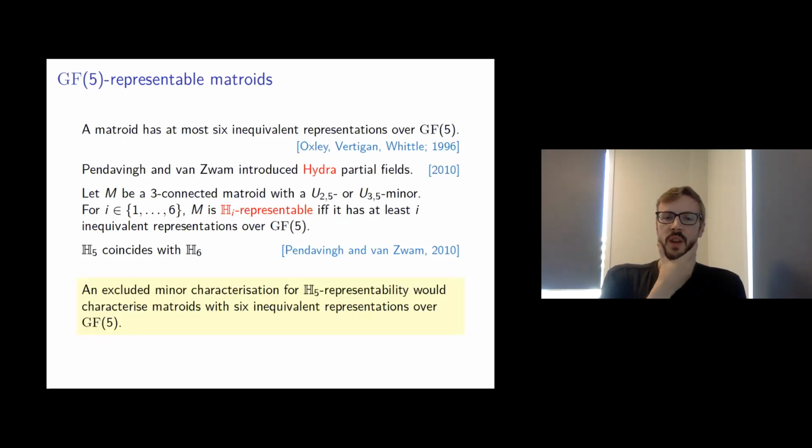So the takeaway from this is that finding an excluded minor characterization for Hydro5 representability is going to characterize precisely the matroids that have at least 6 inequivalent representations over GF5. So that's, I think, something interesting to know in its own right.